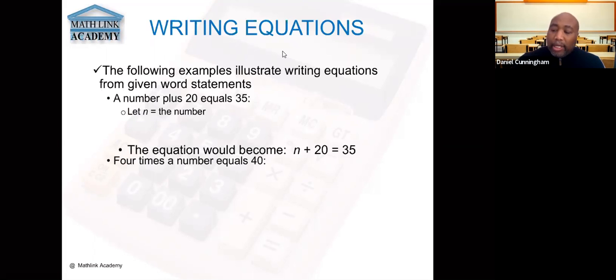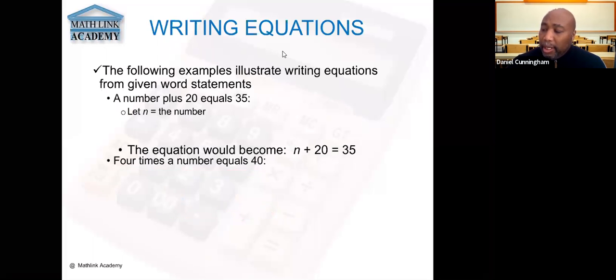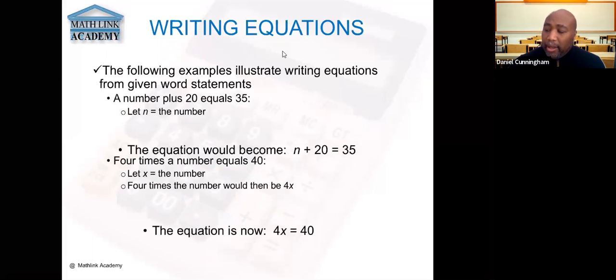Now let's look at another one. Let's say 4 times a number equals 40. Again, these are setting up equations, how to set it up. So this is our problem. And how do we write down 4 times? You can say 4x is equal to 40. And so in our particular case, we can say 4x is equal to 40.